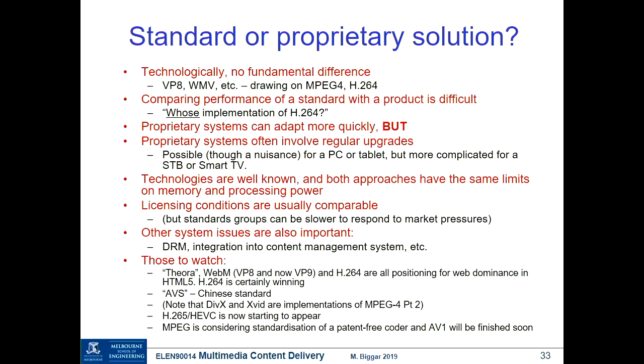Sorry, this is a little bit out of date. I didn't see this. AV1 will be finished soon. Well, in fact, it should be finished. It is finished. And there is a Chinese standard, AVS, which has been adopted on a widespread basis within China, which has performance comparable with some of these other standards, H.264 and H.265.